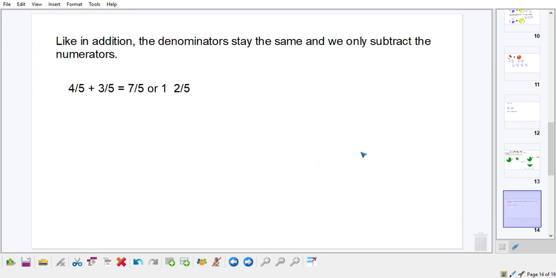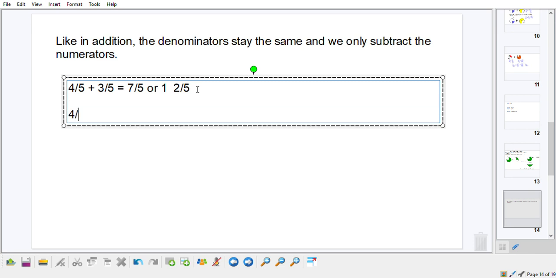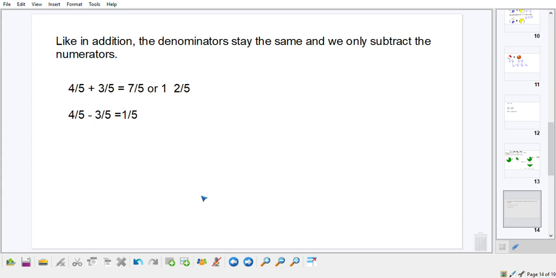Like in addition, the denominators stay the same and we only subtract the numerators. So if I have 4/5 plus 3/5, it's 7/5 or 1 2/5. If I were to rewrite this as a subtraction, well, it is the same kind of idea. So 4/5 subtract 3/5. Well, 4 subtract 3 is 1, so 1/5. Again, I have not touched my denominator. That is very important here.